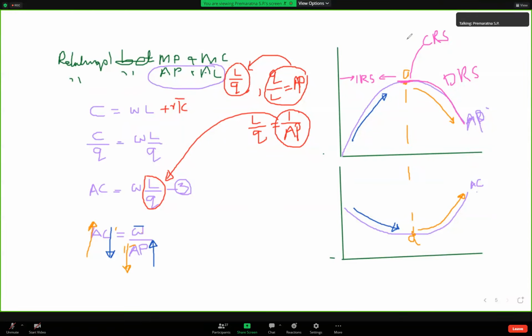Now, on the cost side, we explained a concept called return to scale: increasing, constant, and decreasing. On the cost side, we look at the same thing with a different name. Here, we call it economies of scale. To here, the economies of scale.